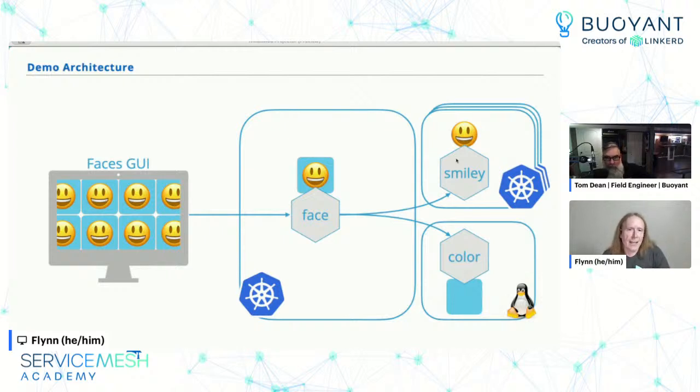And although it's not shown on this slide, it's a different Docker network between the Face cluster and the Smiley clusters, and the Face cluster and the Color container. And the Smiley containers don't even have access to that network at all.